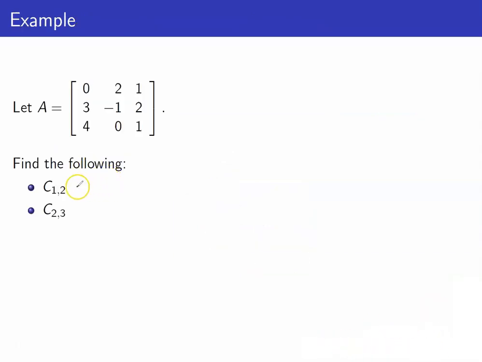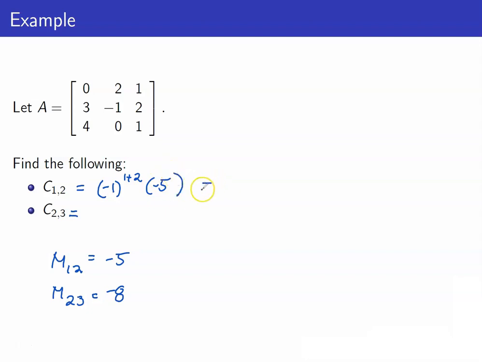Let us compute the following. We want to find C12 and C23. We already computed M12 to be equal to negative 5 and M23 to be equal to negative 8. So it's just a matter of multiplying this either by 1 or negative 1. In C12, this is negative 1 to the power 1 plus 2, and then times negative 5. So this is equal now to 5. For C23, 2 plus 3 is also odd. So that is just negative 1, times negative 8. So therefore, this thing is equal to 8.